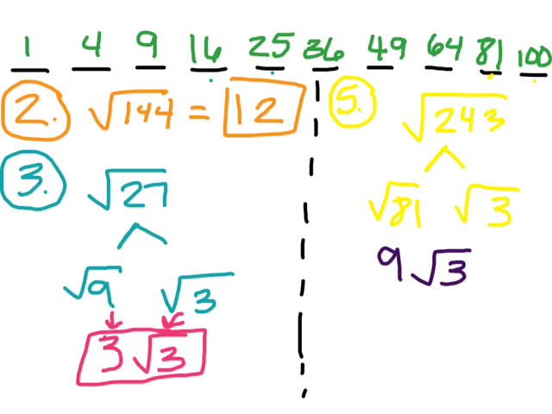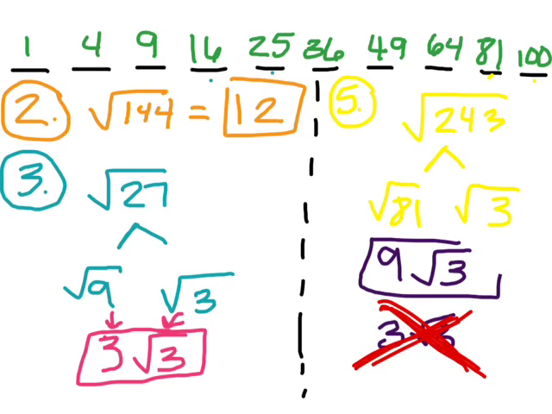A lot of you are probably really tempted to say, well, the square root of 9 is 3, so the answer is 3 radical 3. That is not correct. Do not do that. 9 is a perfect square, but it's not underneath a radical, so you stop. You can't simplify it any further. There's your final answer.